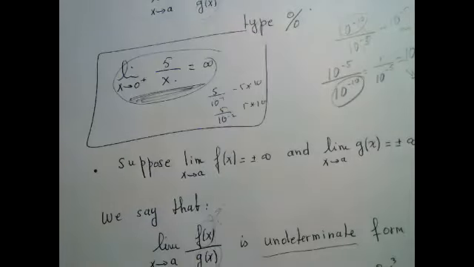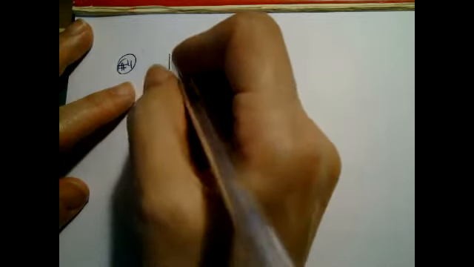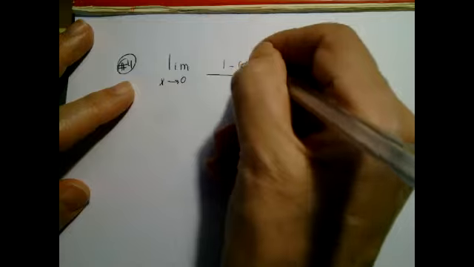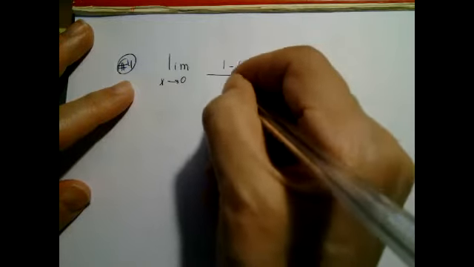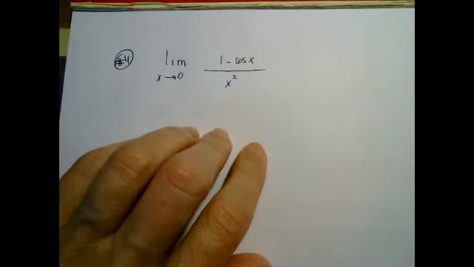All right. Example number 4. I want to find the following limit. Limit as x becomes close to, well, I don't know why I'm giving you only zeros. I shouldn't, but whatever. Over x squared.